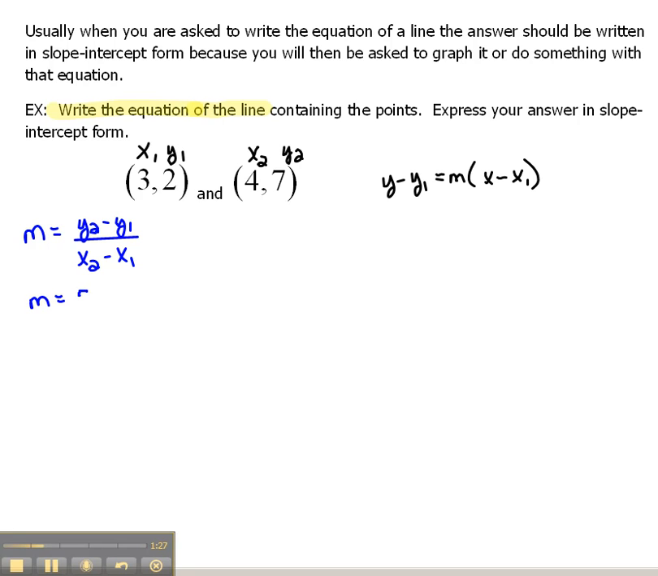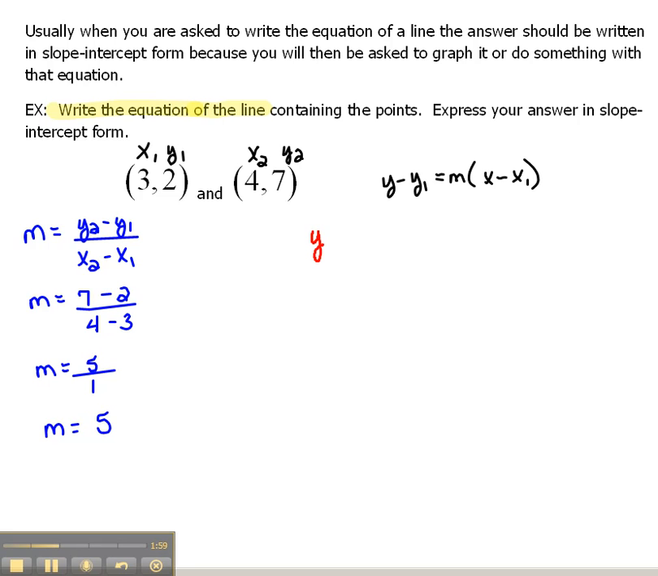And now let's plug in what we have. y2 we said was 7, minus y1 is 2, over x2 is 4 minus x1 is 3. And now we simplify. 7 minus 2 is 5, and 4 minus 3 is 1. So the slope is 5 over 1, which is 5. Now we can use that slope along with our x1, y1 to create our equation of our line.